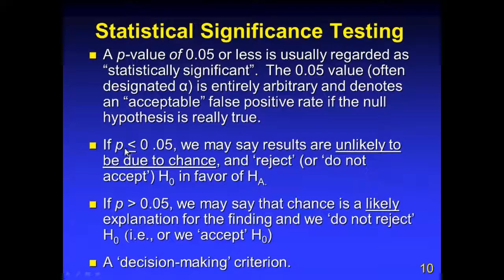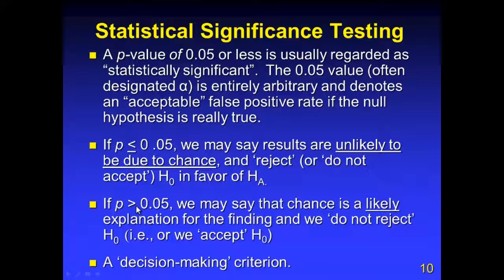So say we get a p of less than or equal to 0.05. If we follow the traditional way of doing things, we might say the results are unlikely to be due to chance, and then we might reject the null hypothesis, or another way of putting it is do not accept, which is really hedging our bets a bit more. Do not accept rather than reject the null hypothesis in favour of the alternative hypothesis.